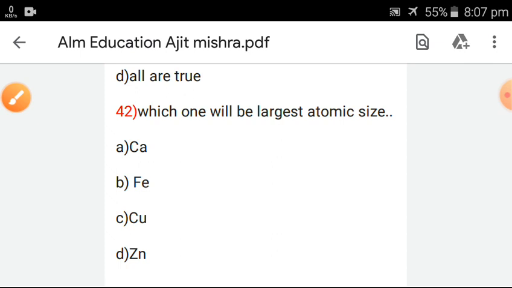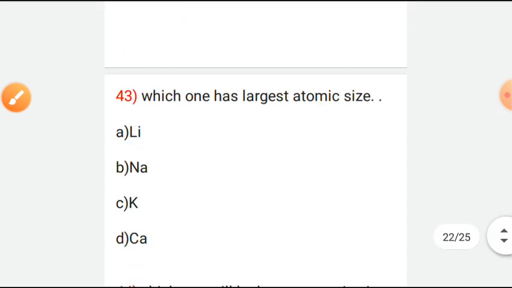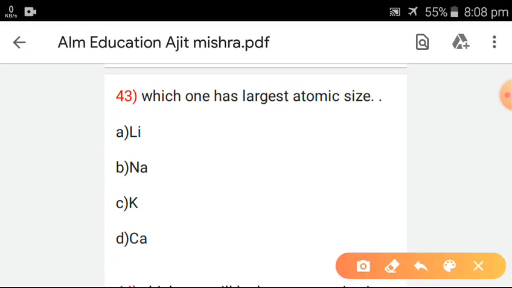Next question. Which one has the largest atomic size? Option A, lithium. Option B, sodium. Option C, potassium. Or option D, calcium. Choose the correct answer. The answer will be option C. Potassium will have the largest atomic size.